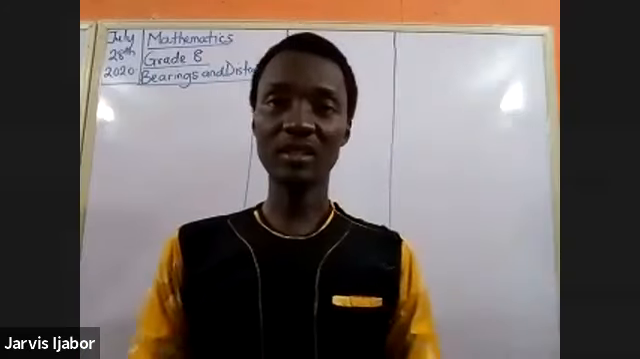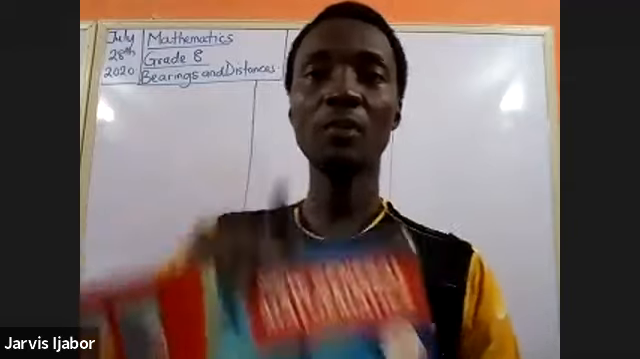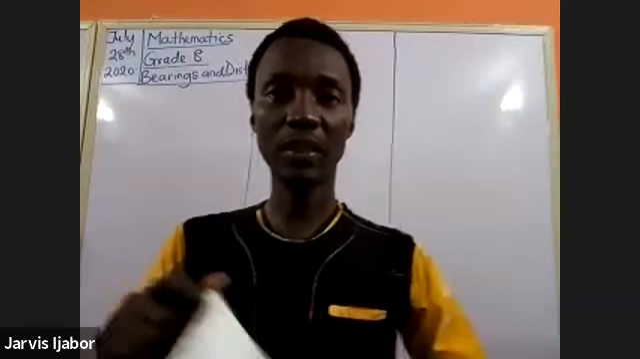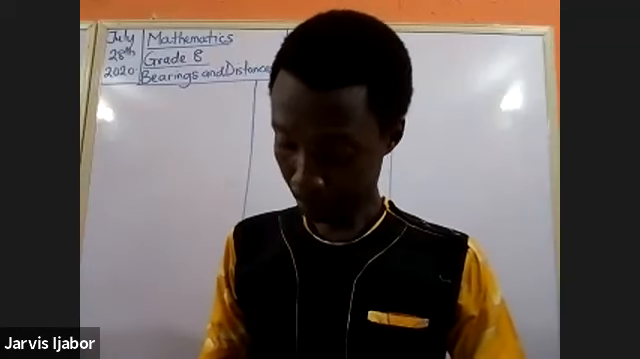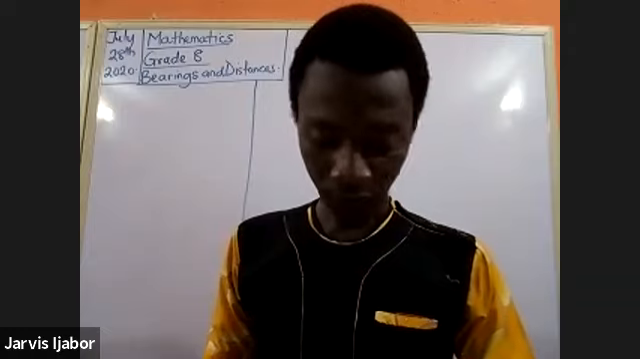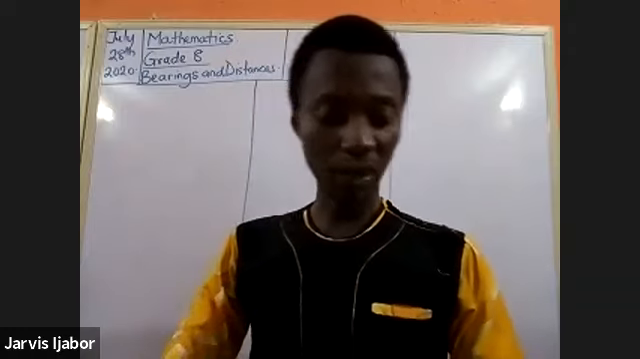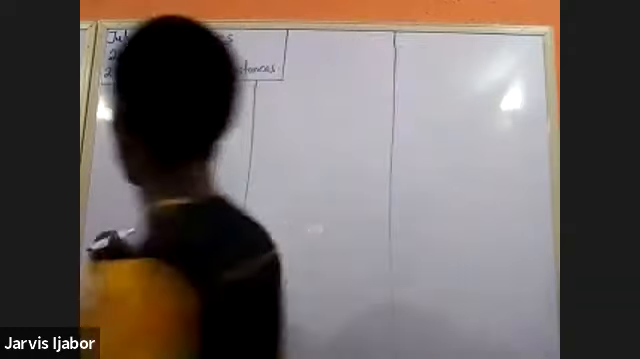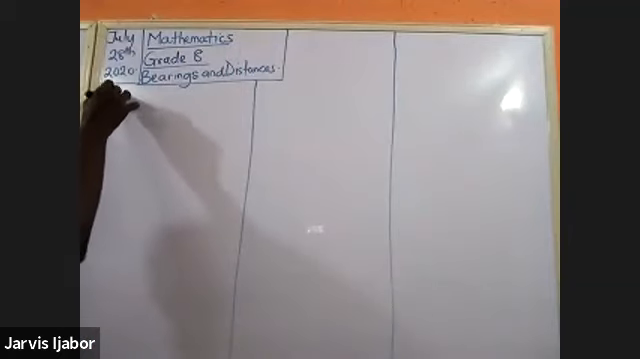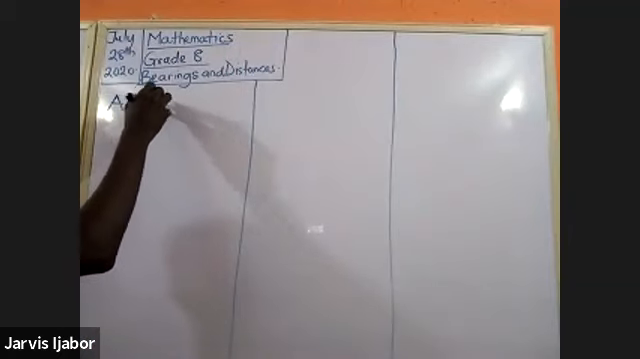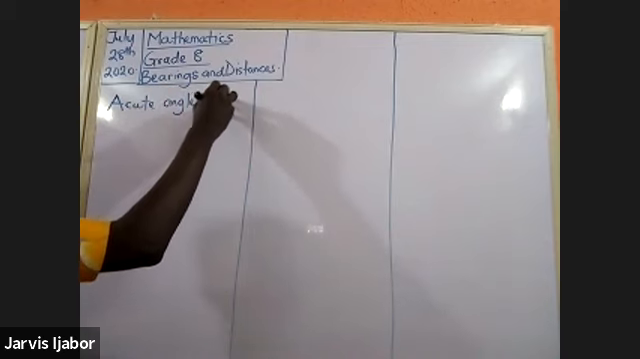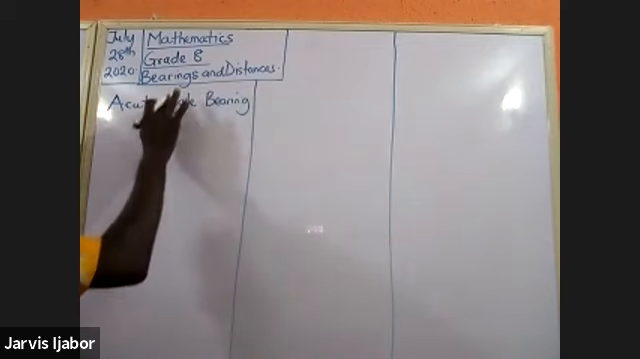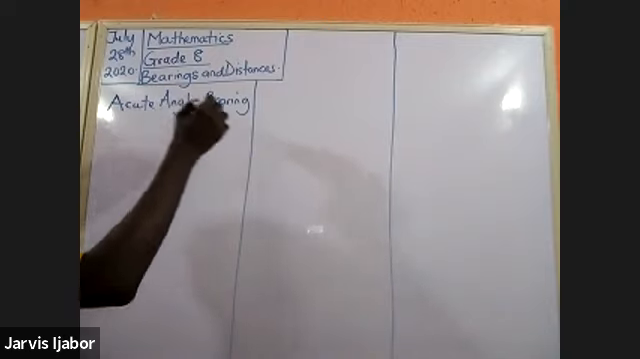Our reference text is New General Mathematics for JS2, and we'll be looking at pages 214, 215 actually. The topic is acute angle bearing, that's what I'll start off with. I'll give you what you need to know: acute angle bearing.